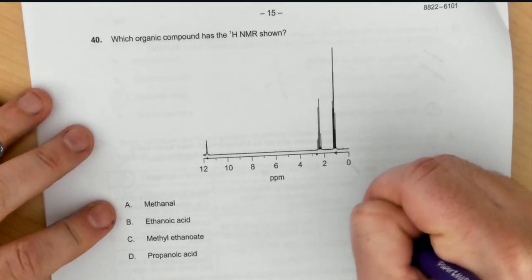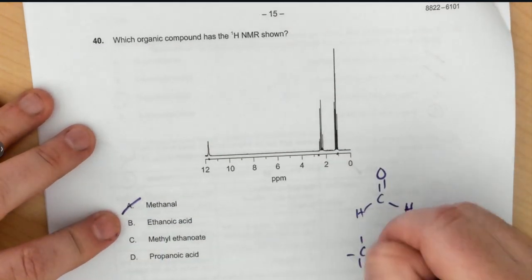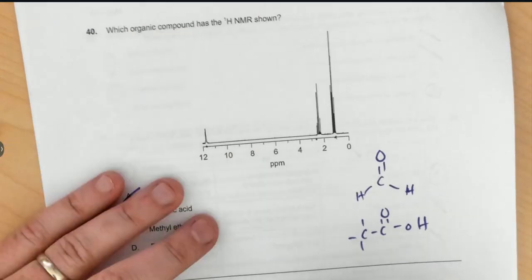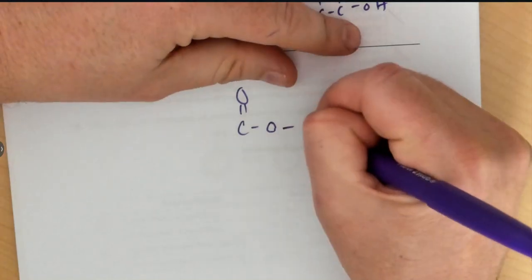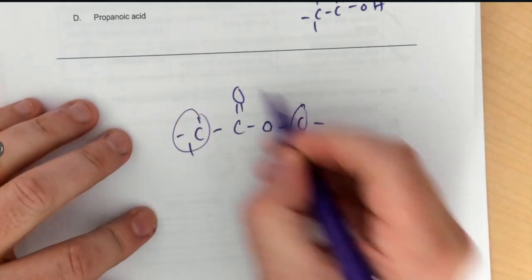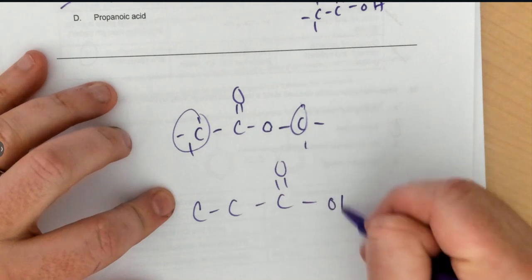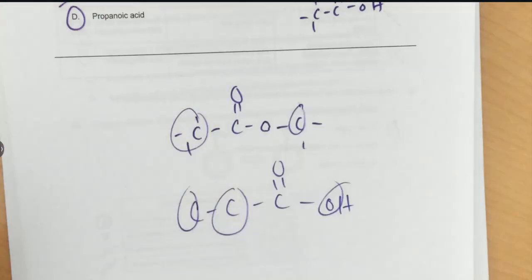Methanal only has 1 hydrogen environment. Ethanoic acid only has 2. Methyl ethanoate, actually, I'll draw it so that you can see it. Methyl ethanoate also has 2. Propanoic acid has 1, 2, 3, so it must be propanoic acid.